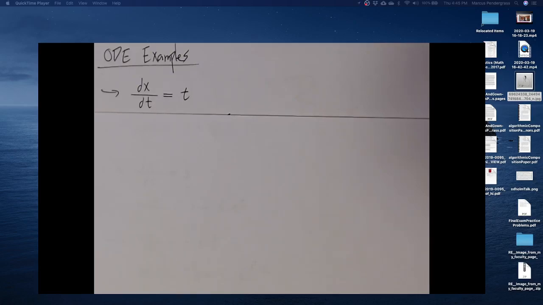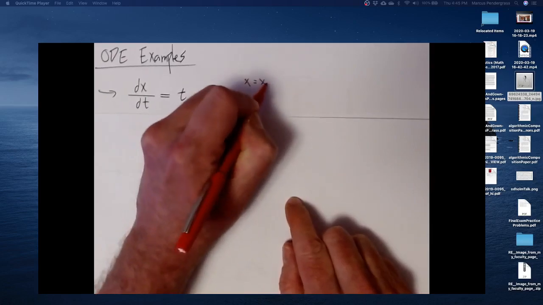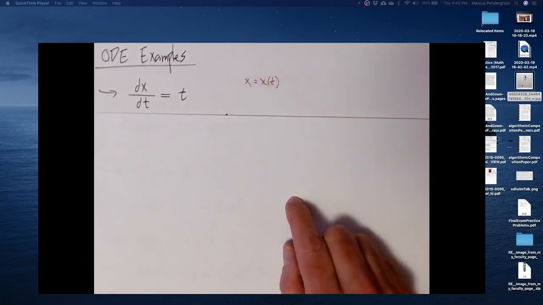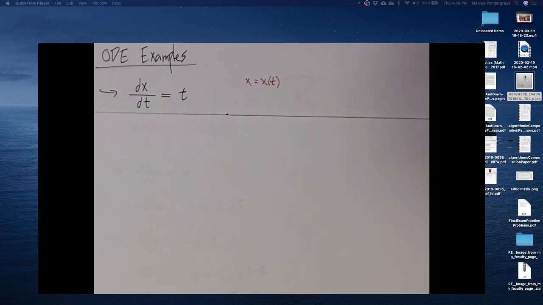So right now we know that x is a function of t. A lot of times I'll emphasize that by writing it this way. x is some function of t. And then what the equation is telling us is that the derivative of x with respect to t is equal to t itself. So we're asking here for a function named x, a function of t, whose derivative is t.